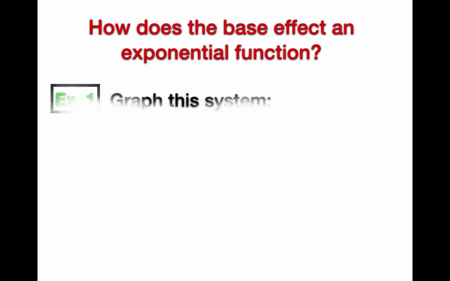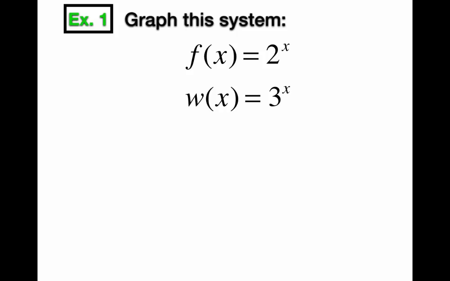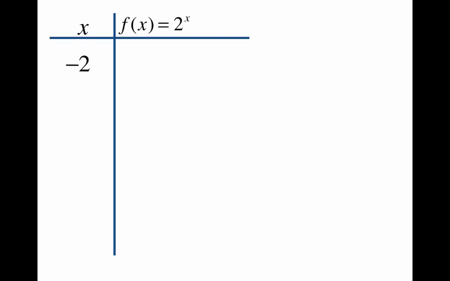So here's example 1. Graph this system: f of x equals 2 to the x power, and w of x equals 3 to the x power. Now we're going to graph them together on one graph, hence the system, and we're going to do it by building some tables. So I'm going to make two tables, one for x and f of x, and one for x and w of x. And for each of them, I'm going to do my usual go-to numbers, -2 to +2.